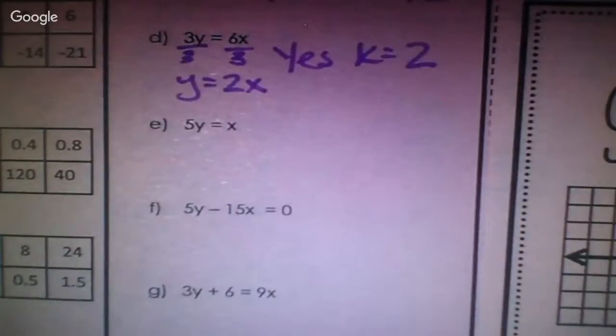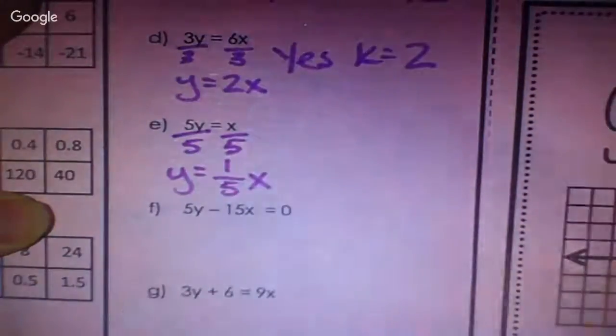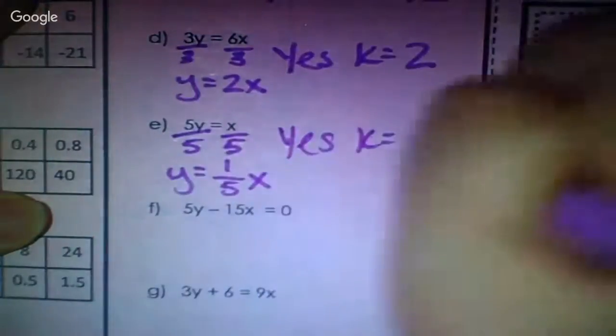So, with this one, Y has to be by itself. So Alfredo said we need to divide by 5. 1/5. Good. Remember, if there's no number written there, there is an unwritten 1. So this one is yes, and K is 1/5.